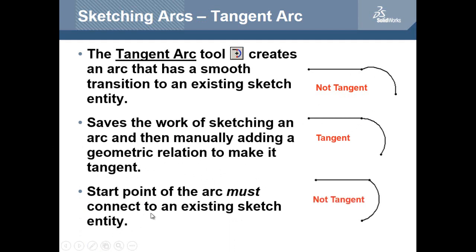Start point of an arc must connect to an existing sketch entity. This one's not tangent either. You can also use the features. You can add relations, and you can turn either one of these into tangent by adding relations.